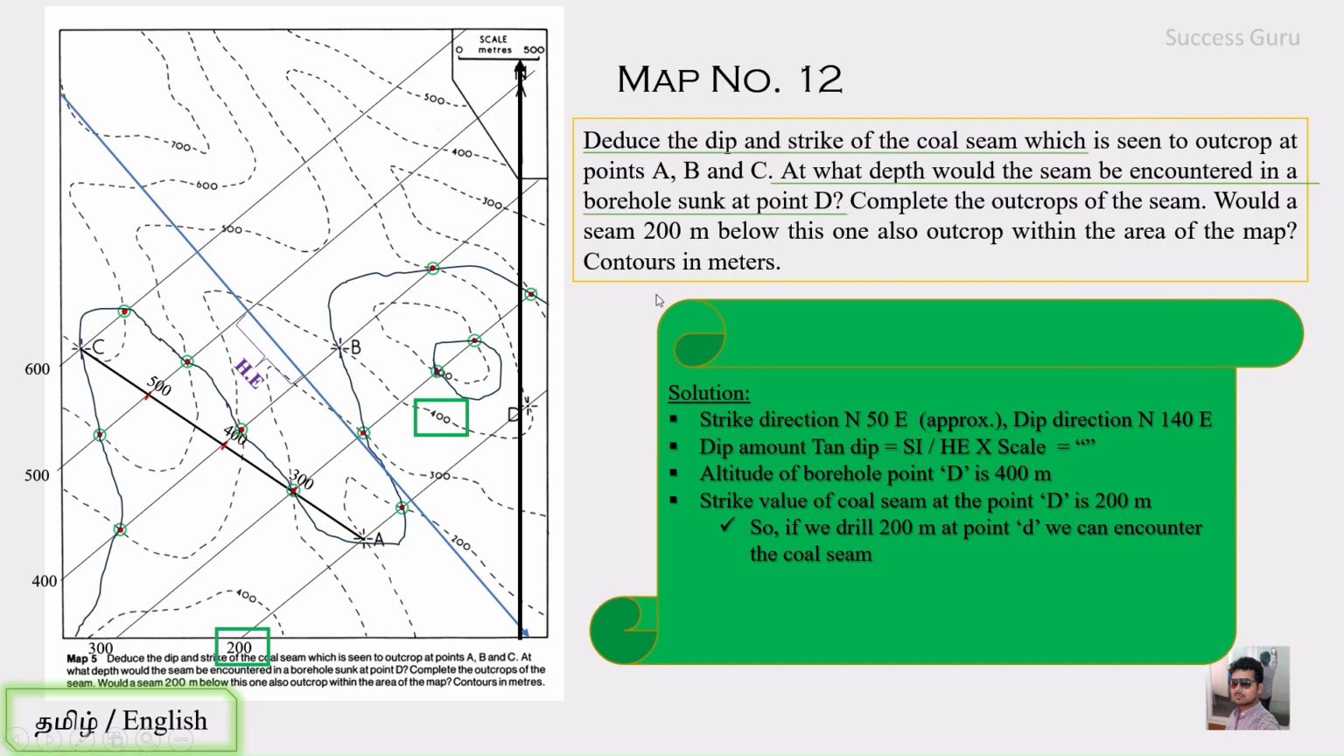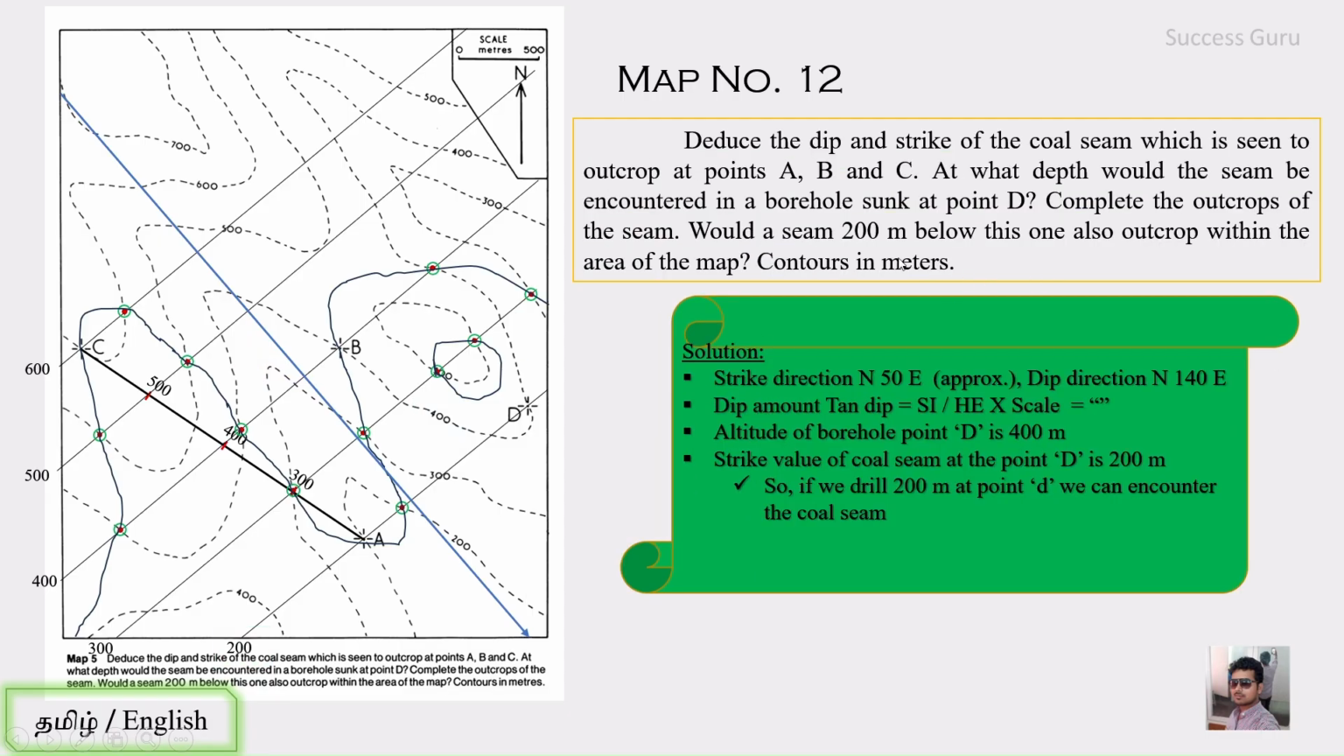And there is one more question. The question is, would a coal seam 200 meters below this one also outcrop within this area of the map? We have to answer whether it is yes or no. To do that, there are a few values here. We'll draw parallel lines here also, with the use of the horizontal equivalent, this value. So we can draw these two strikes.